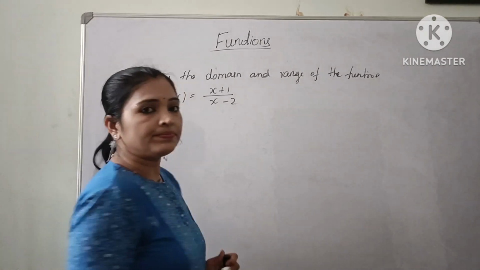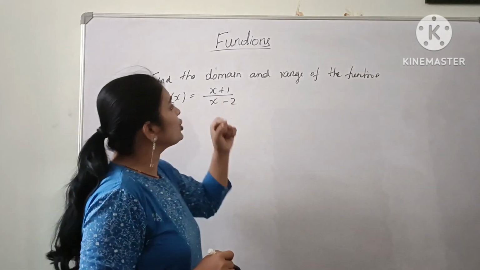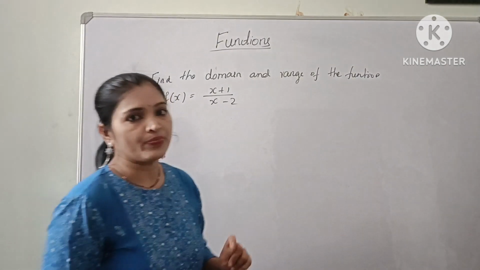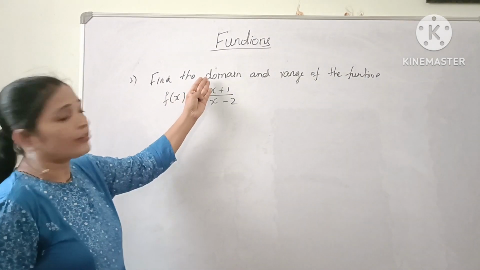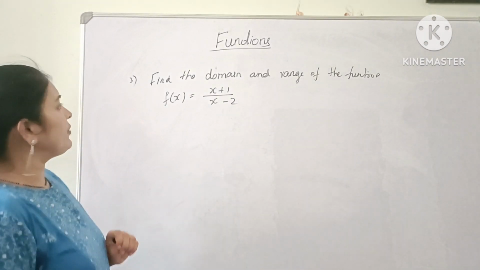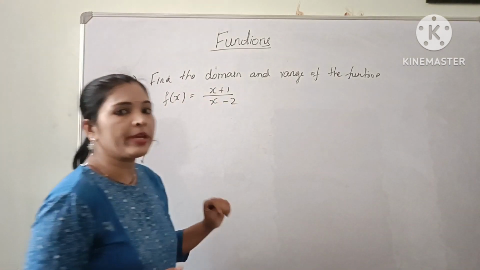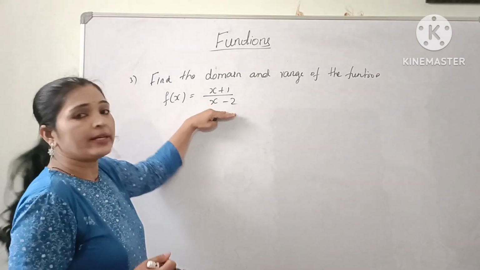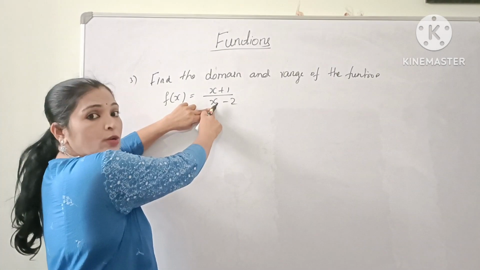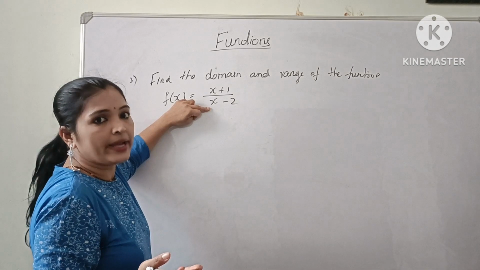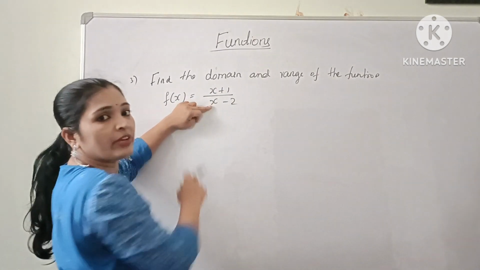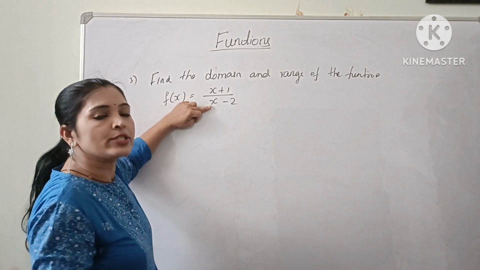Okay, next, the third one. Find the domain and range of the function f(x) = (x + 1) divided by (x - 2). Here also the same question: find the domain and range of the given function. So the given function is (x + 1) divided by (x - 2). Here the function is defined only if x is not 2. If x is equal to 2, it is undefined, because x equal to 2 means the denominator will be 0. If the denominator is 0, it is not defined.